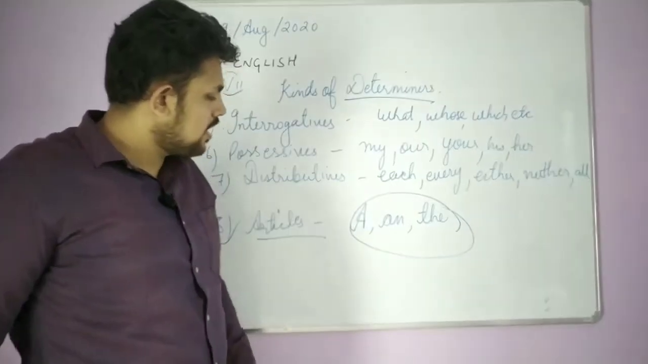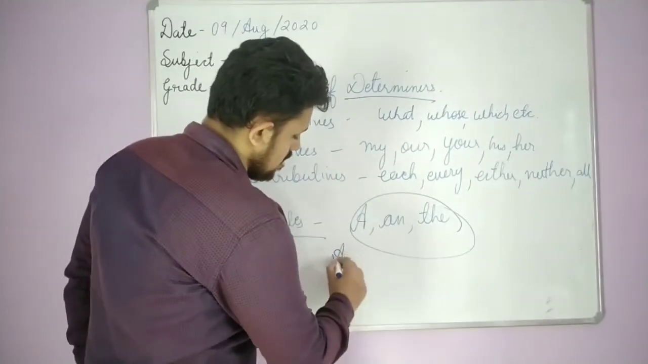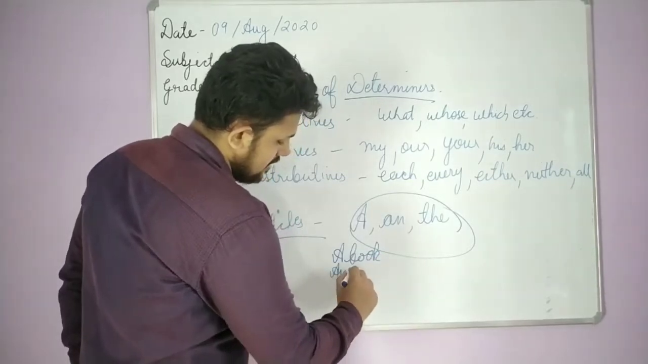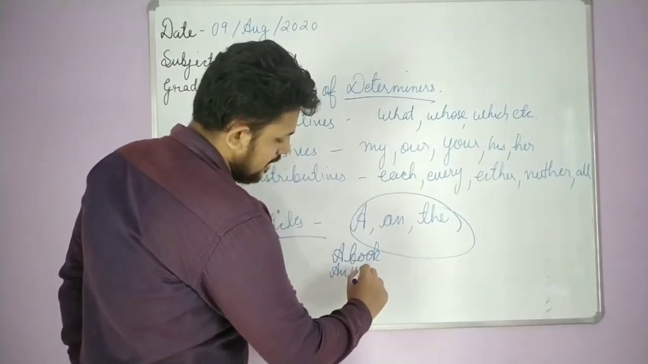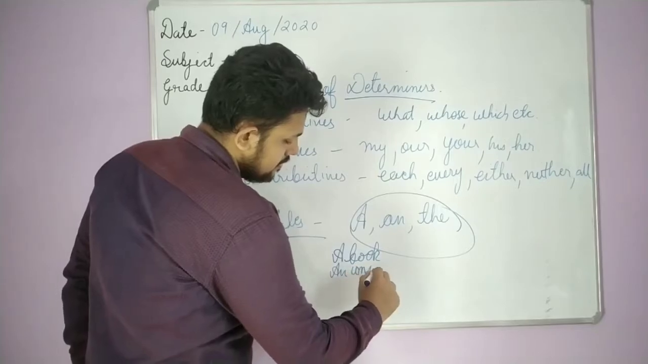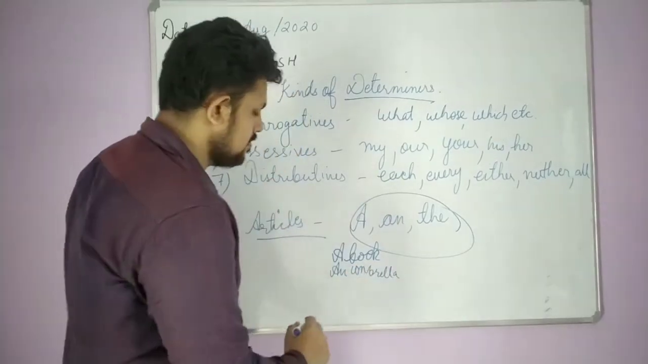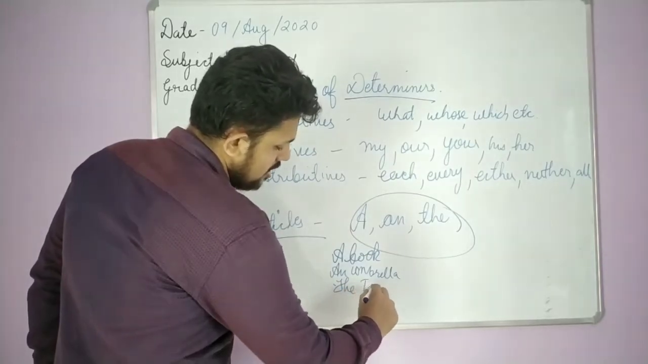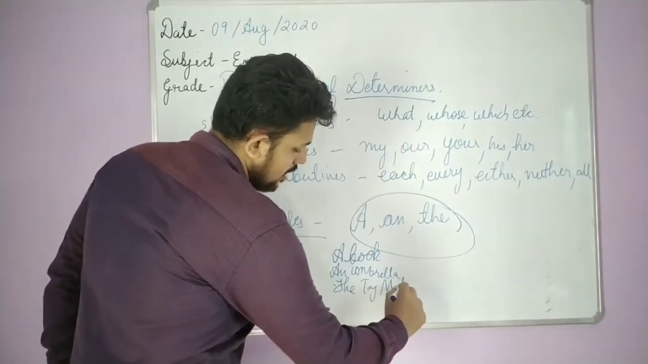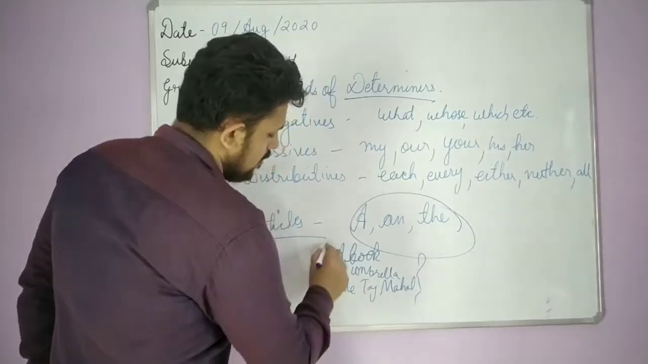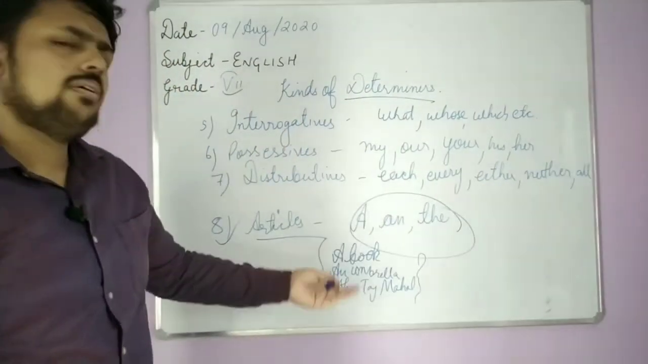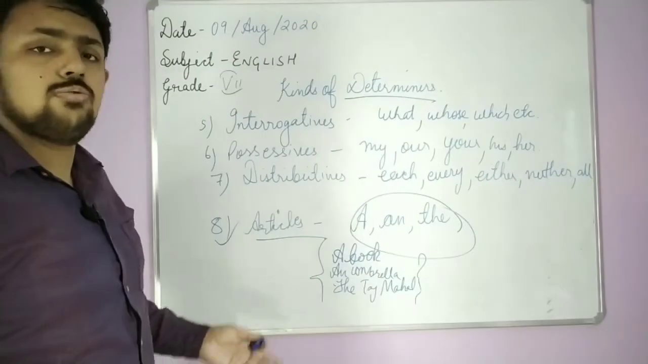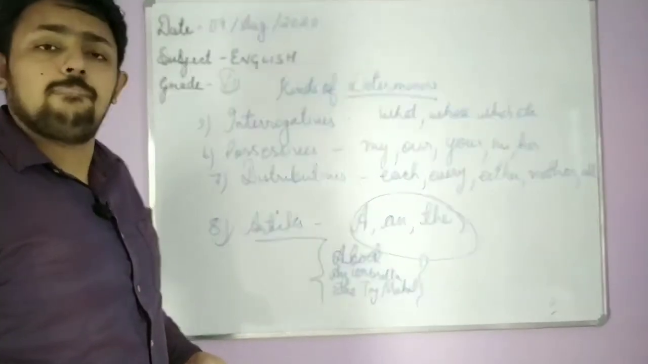Okay, so a book, an umbrella, the Taj Mahal. Okay, so this is the use of article that we have been studying from the beginning. So this is the use of article as a determiner.